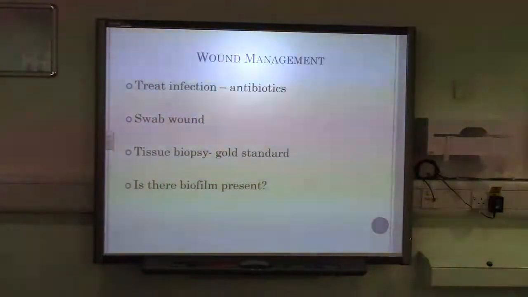And again, is there biofilm present, which we have discussed. Although this can't be seen, and can only be seen microscopically, if there's a film on top of the wound that can be removed, then it's important to do so.